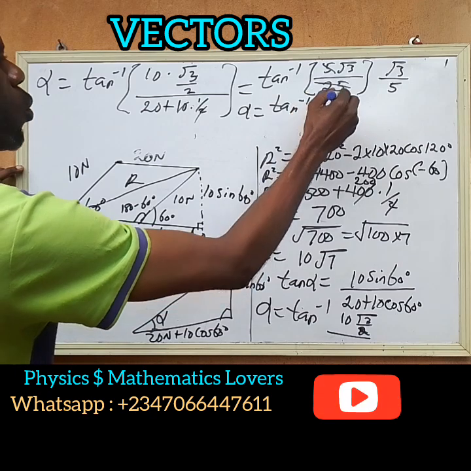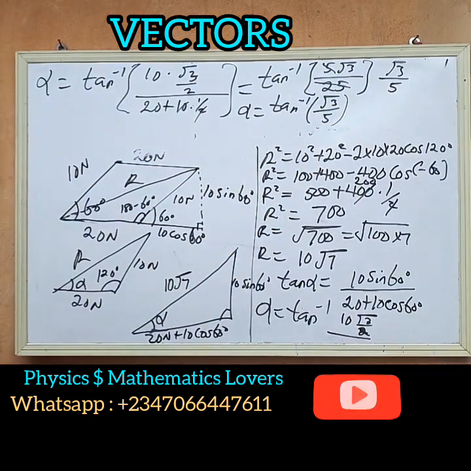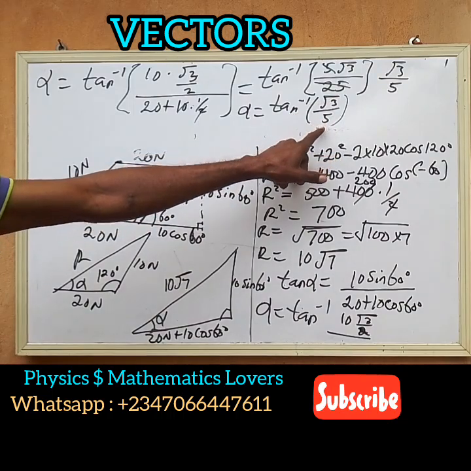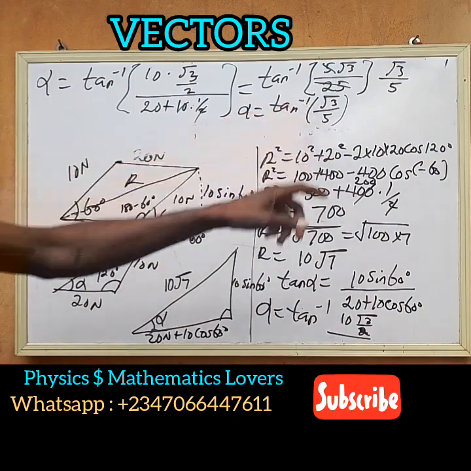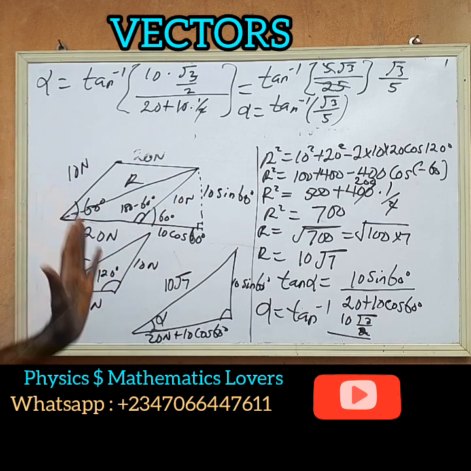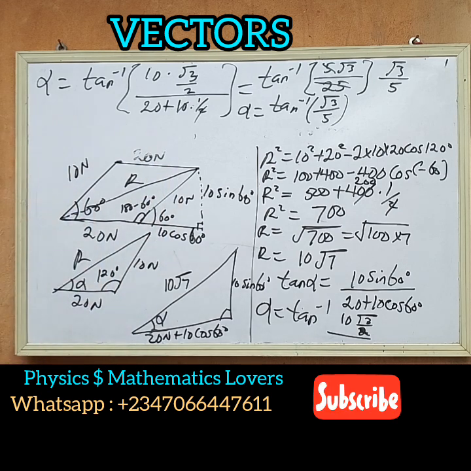Help me to complete this. Use your calculator, evaluate root 3 divided by 5, then find the tan inverse of it. So you're going to give the answer to that. I don't have a calculator here, I use everything offhand.